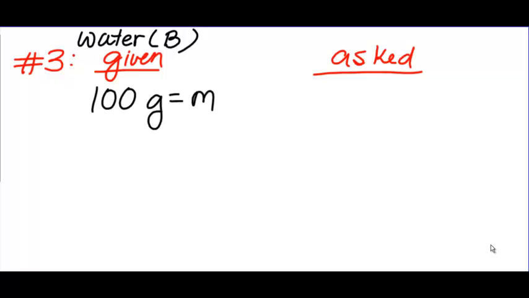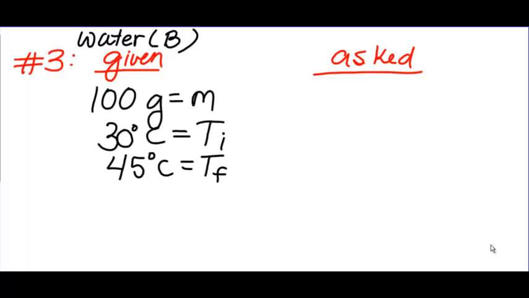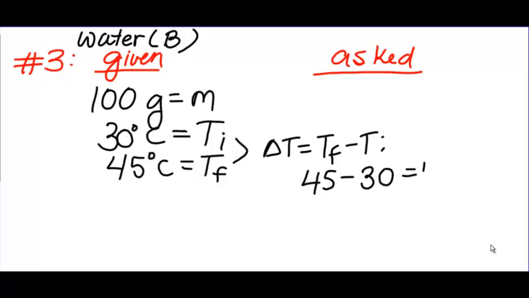When the temperature of the water is increased from, so I'm starting at 30 degrees Celsius, that's my TI, my starting temperature, to 45 degrees Celsius, that's my ending temperature. To get my change in temperature, I just subtract them. My delta T is my final minus my initial, always. Final minus initial. So 45 minus 30, I saw Kayla had 15 degrees Celsius on her paper, is your delta T.